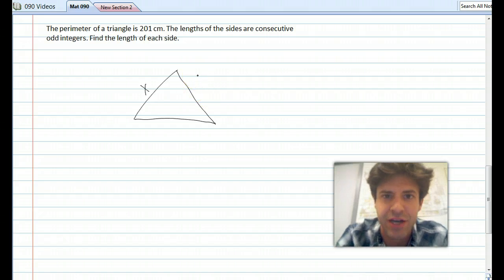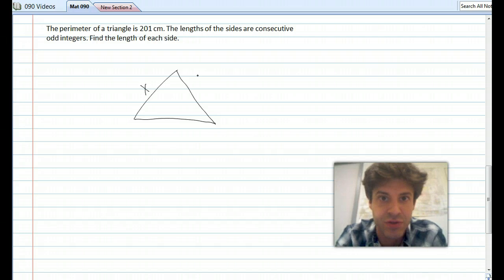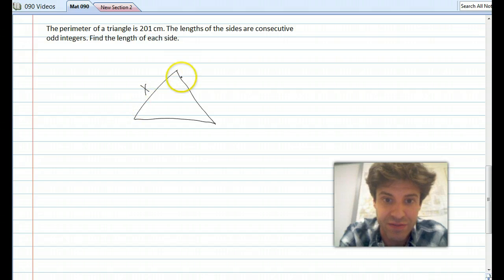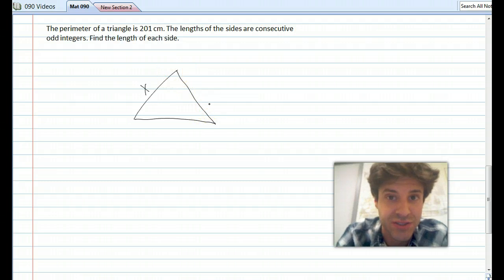Well, what are consecutive odd integers? 3, 5, 7, 9, 11. Those are consecutive odd integers. So the distance between each of those integers is 2. So if the length of this side is 11, the length of this side would have to be 13. If the length of this side is x, then the length of this side has to be x plus 2.